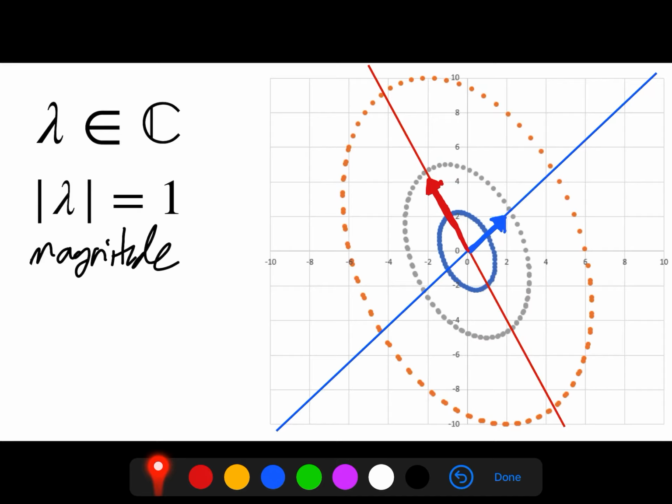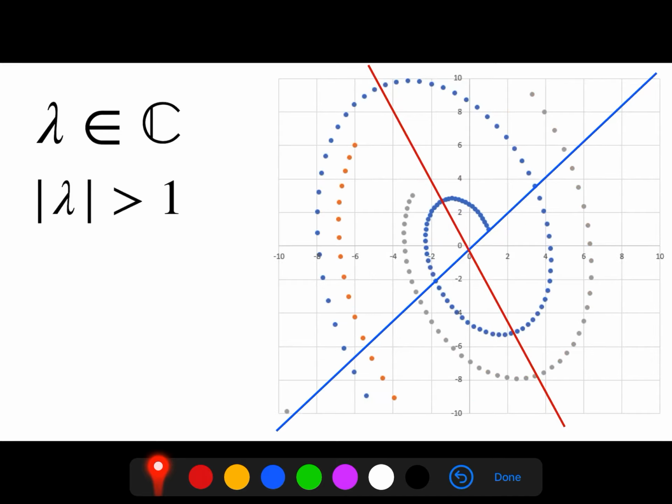Now, what if these have a magnitude that's not equal to 1? So first, if it's a magnitude greater than 1, what you'll see is they still have that same orbiting picture. So you'll notice that it has that same rotation, but what's the difference? The difference is the magnitude gets a little bit bigger every time, and it spreads out. And so it spins out bigger and bigger. So it's a spiral, but it's an outward spiral.